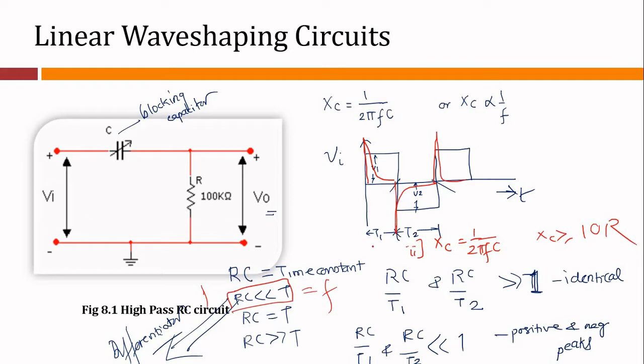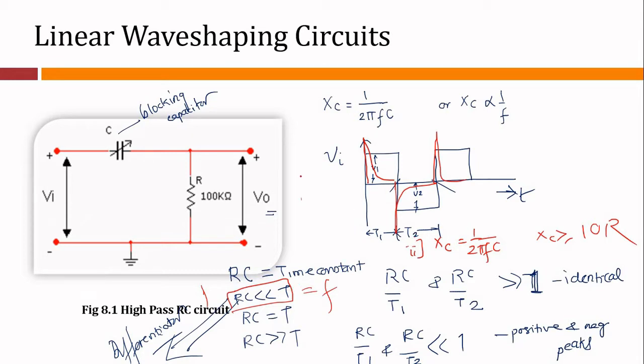Now what are the applications of the high pass RC circuit? The circuit with RC very much greater than T is employed in RC coupling of amplifiers, where distortion and differentiation of the waveform is to be avoided. So if I take RC very much greater than T, the time period of the input signal, then it can be used for reducing distortion in amplifiers. And if I take RC very much less than T, then it is used in triggering pulses for electronic circuits, for example multivibrators.